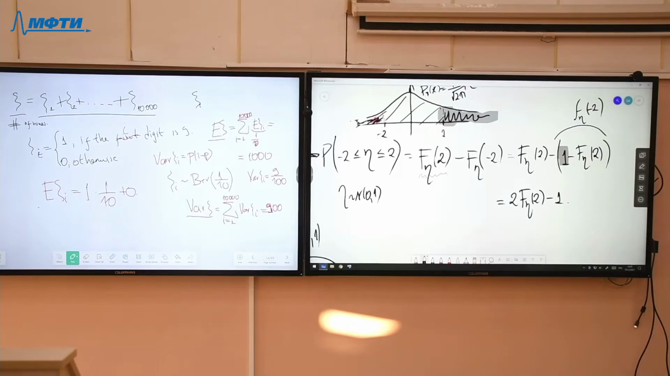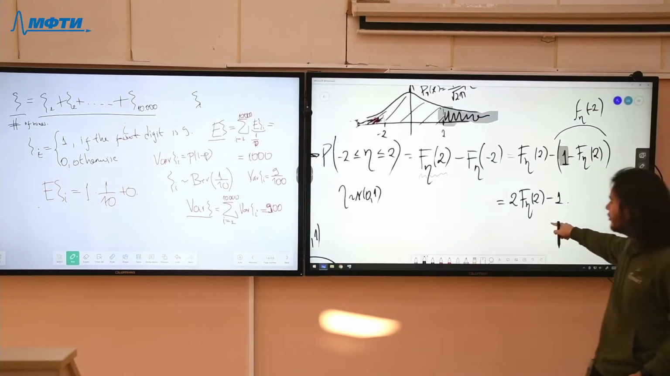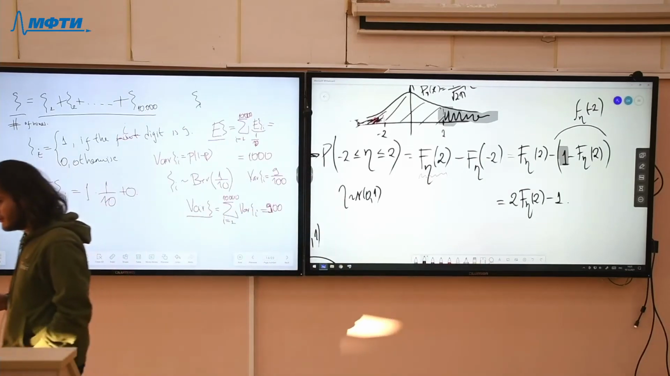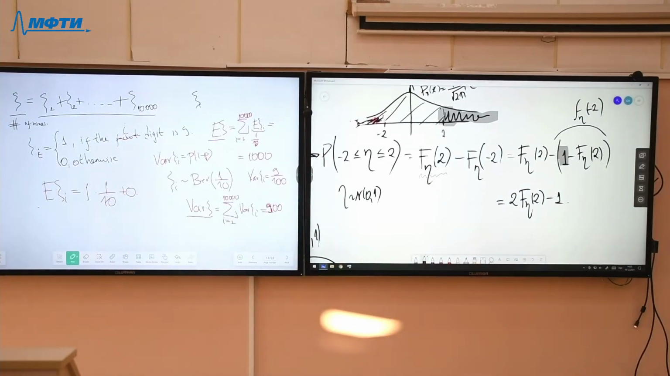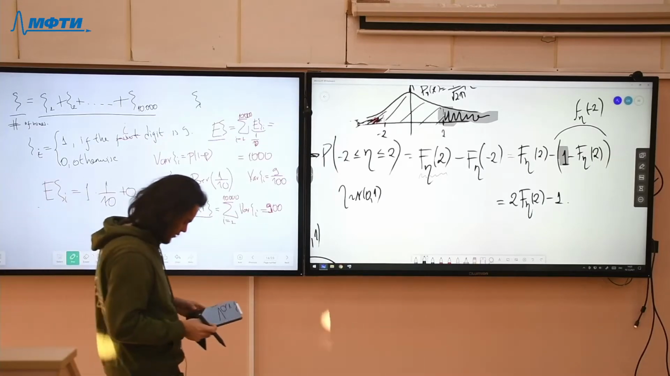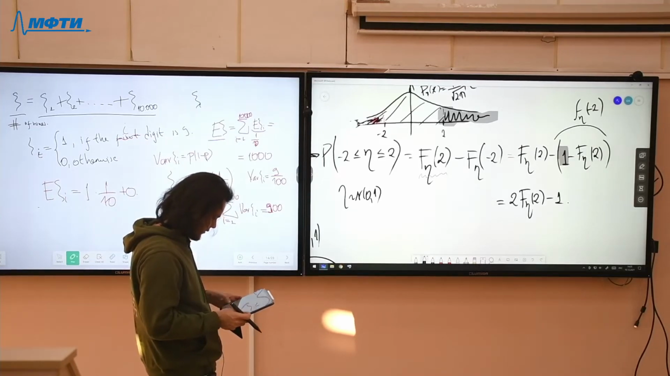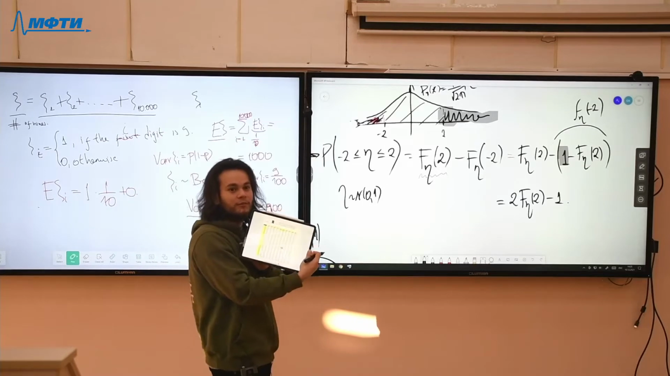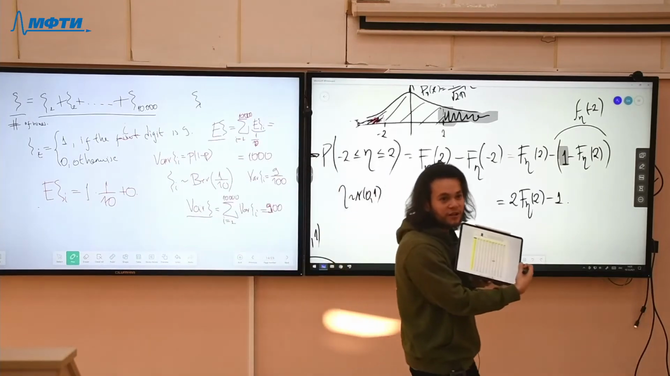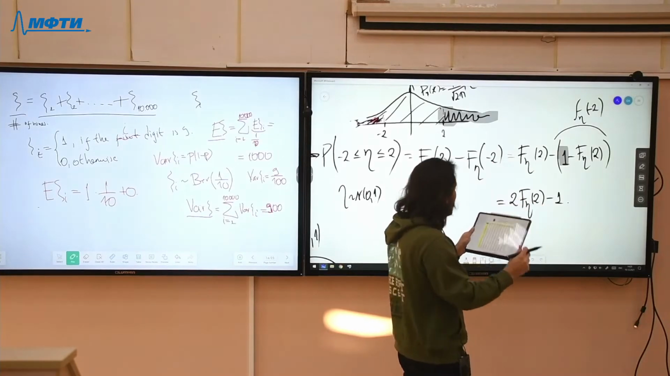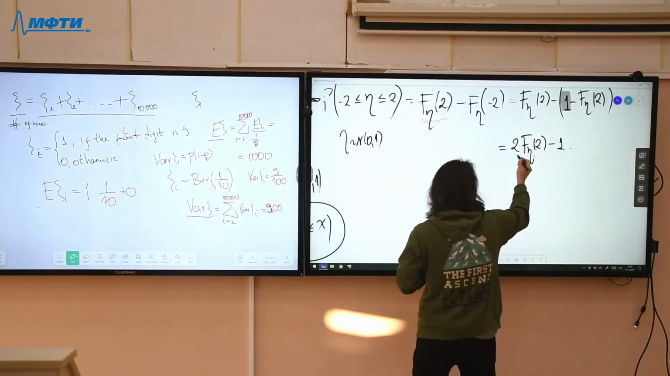Now we need to find the value of this function, and to find the value of this function, we can look at any book of probability. I don't have a book of probability here, but I have this. Just a minute. Yes, so look, there's a table that you can find on the internet or in any book. In this table, before that, so what is this?